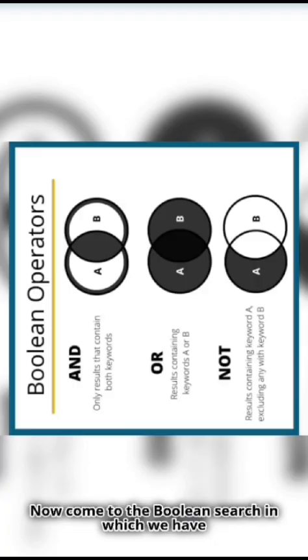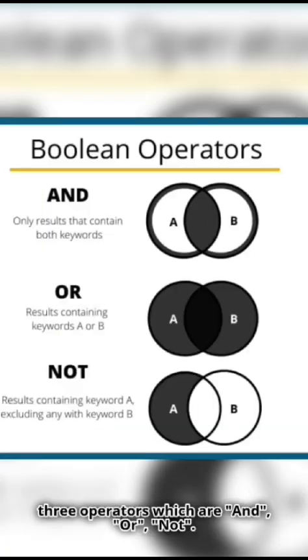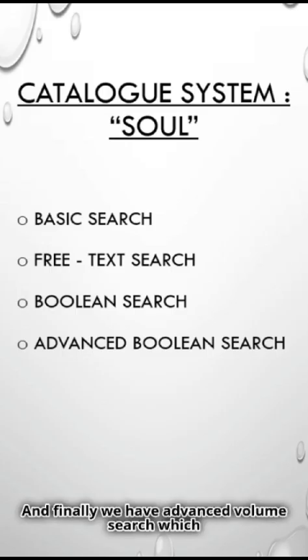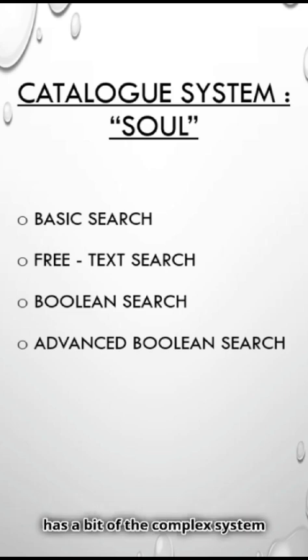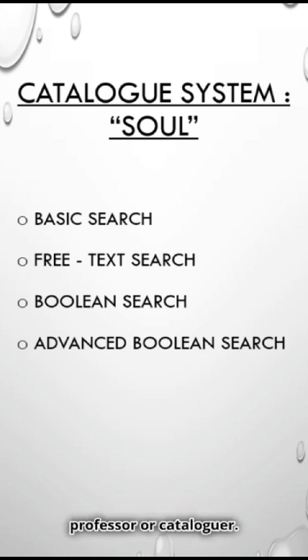Now come to the Boolean search, in which we have three operators, which are AND, OR, NOT, and the criteria of these operators are as you can see on the screen. And finally we have advanced Boolean search, which has a bit of a complex system, due to which it is mostly used by librarians, professors or catalogers.